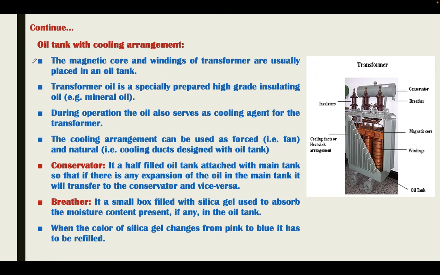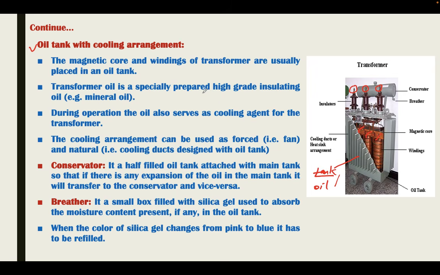Now, the oil tank with cooling arrangement. As we know, this is the pictorial view of a transformer. This is a cut section. Here we can see these are the three windings, winding 1, winding 2 and winding 3. Corresponding to these three windings, there are three terminals, 1, 2 and 3. Now, the transformer core and winding of a transformer are usually placed in an oil tank. This is a tank. Since oil is filled in it, that is why it is known as an oil tank.